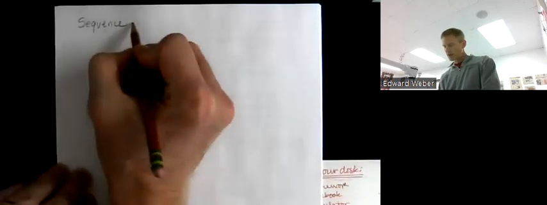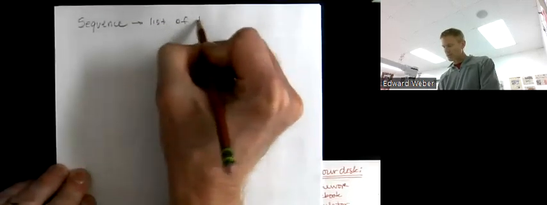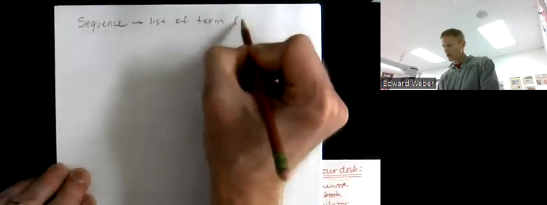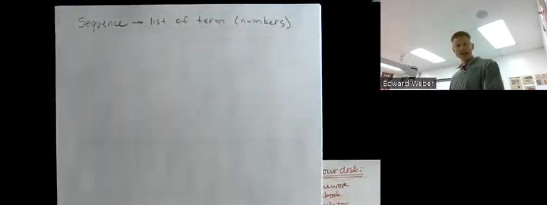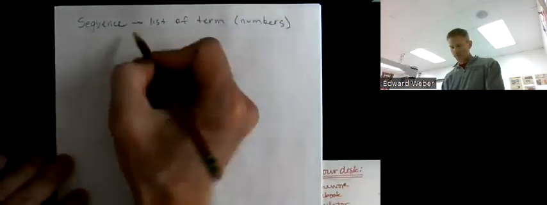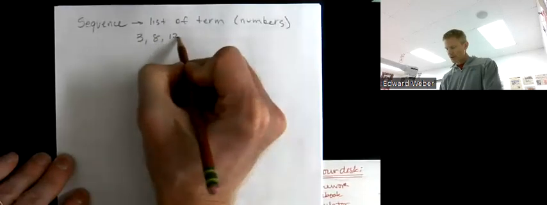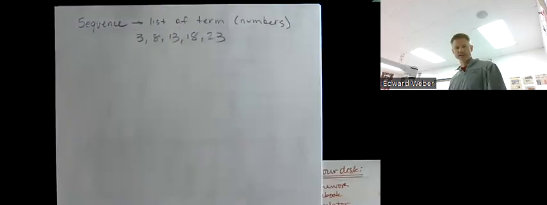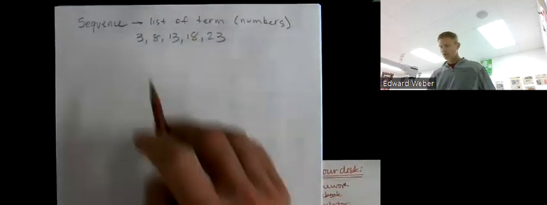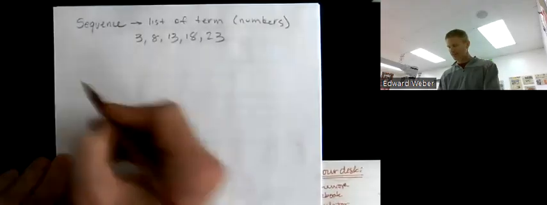We know that a sequence is a list of terms or numbers. So an example of a list of terms would be 3, 8, 13, 18, and 23. That's our list of numbers. So notice this list of numbers has commas in between.